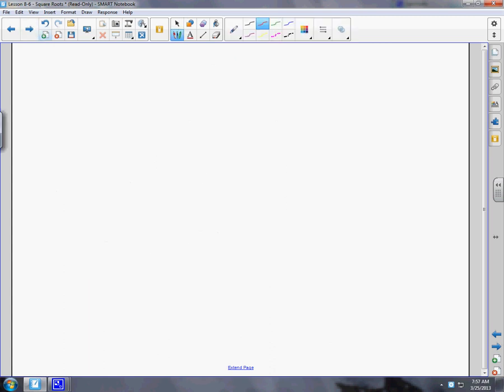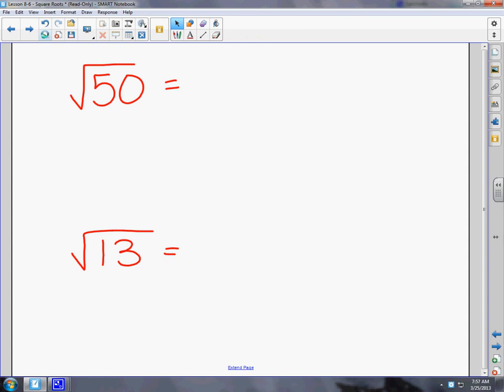So let's try another one. Estimate the square root of 50 and estimate the square root of 13. Push pause. Try these, and then we'll go over them.